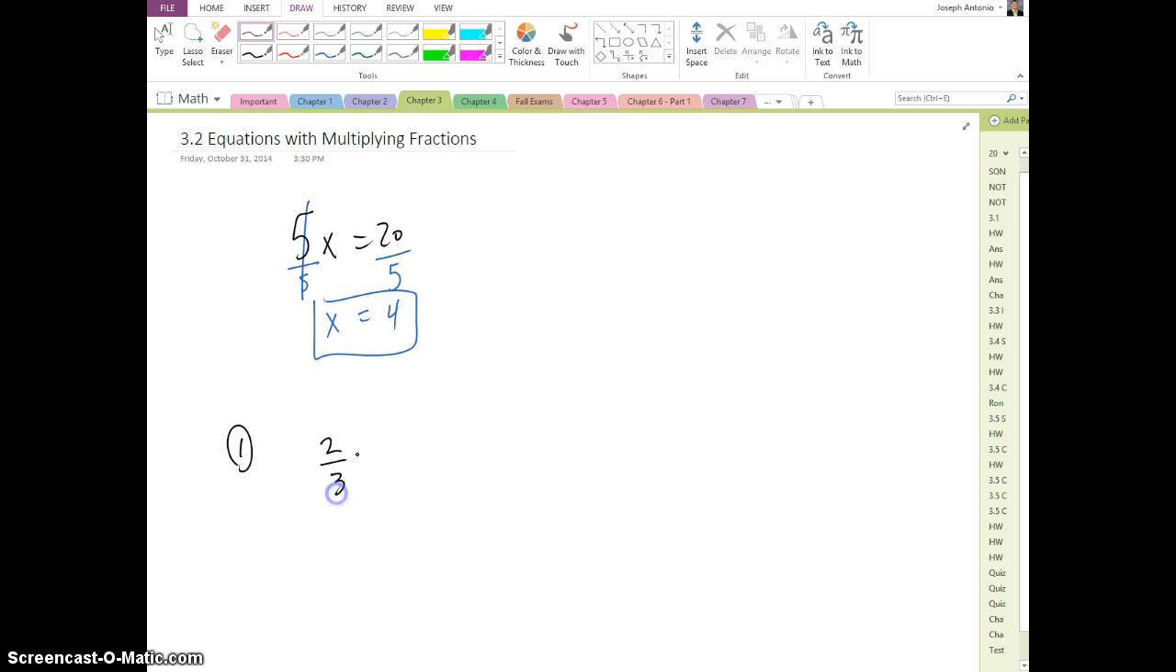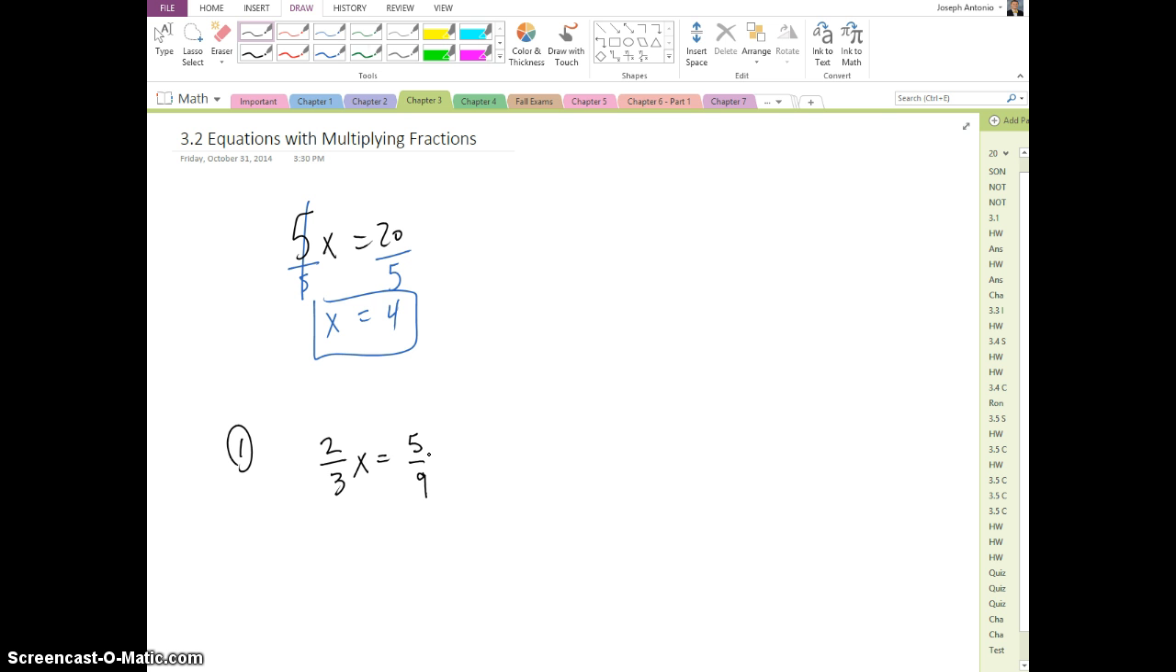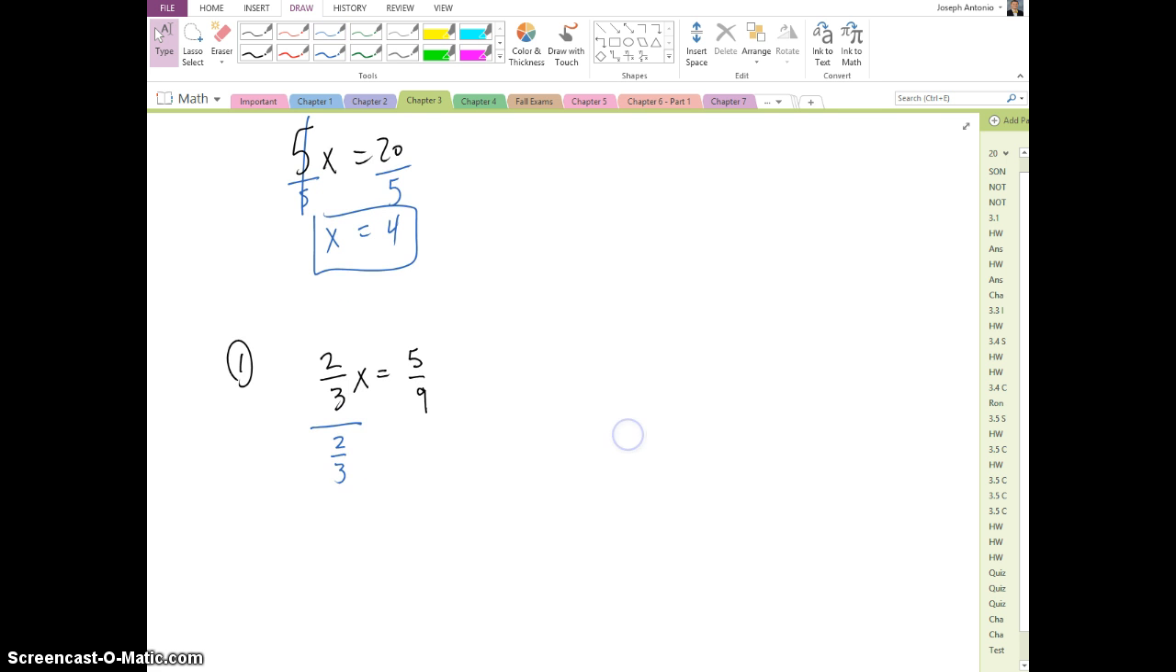So let's say you have 2/3 x equals 5/9. So what you want to do is take the same concept and say, okay, this is 2/3 times x, so in order to undo 2/3, I must divide by 2/3. So I'm going to divide on the left, and I'm going to divide on the right. Now I'm going to explain how this cancels out and leaves you with x in just a minute. But let's go ahead and focus on the right side. This is 5/9 divided by 2/3.